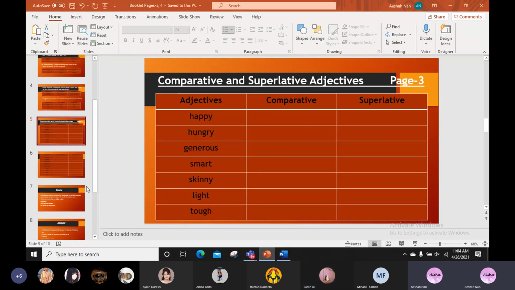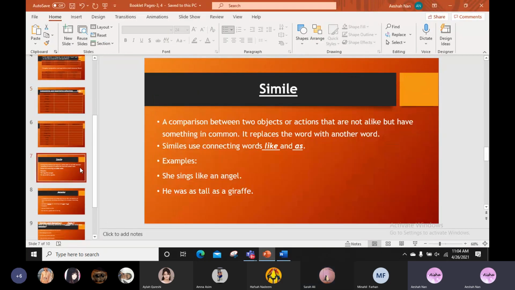Okay, girls, kindly pay attention. On the next page, we have the topic similes and metaphors. A simile is a comparison between two objects or actions that are not alike but have something in common. Similes use connecting words like "like" and "as." For example, she sings like an angel. So, "like" has been used so we can easily identify it's a simile. He was as tall as a giraffe. Again, "as" is there, so this is a simile.